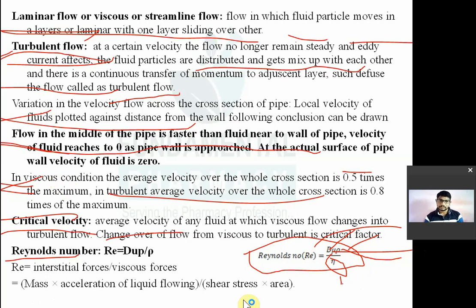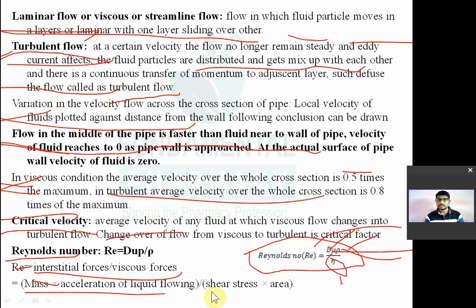Okay, Reynolds number. So in other terms you can say that Reynolds number, Re is equal to inertial forces divided by viscous forces. Now inertial forces means what? Mass into acceleration, mass into acceleration of liquid. लिक्विड का मास, लिक्विड को भी मास होता है, उसके बाद उसका एक्सेलरेशन, that will give you inertial force divided by viscous force.